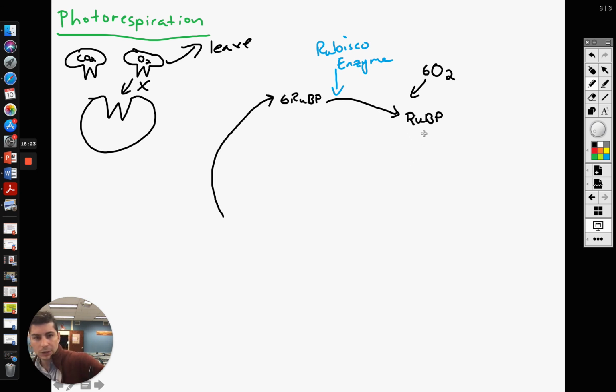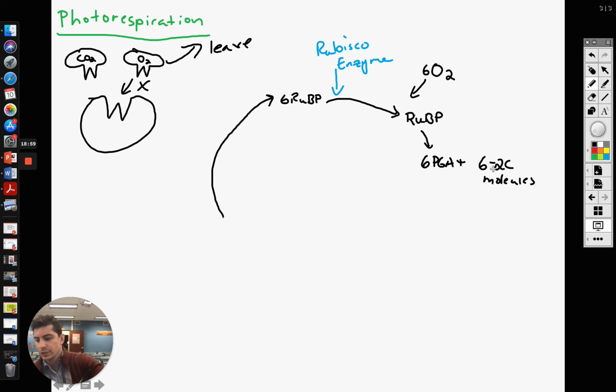Okay. So now, what we're going to do is we are going to get 6 PGAs out of this, which was our 3-carbon molecule. And we are going to add that to 6 2-carbon molecules. Those 2-carbon molecules are called phosphoglycolate. So you don't have to know that.